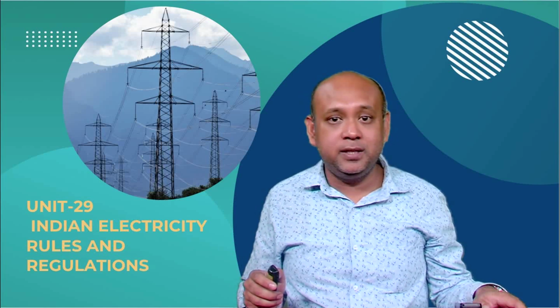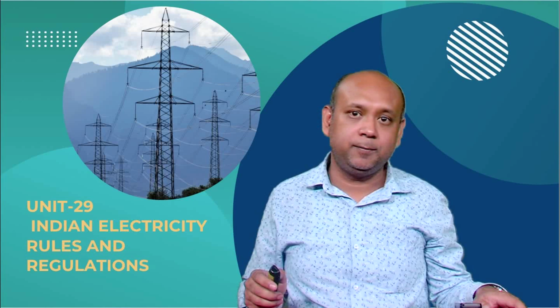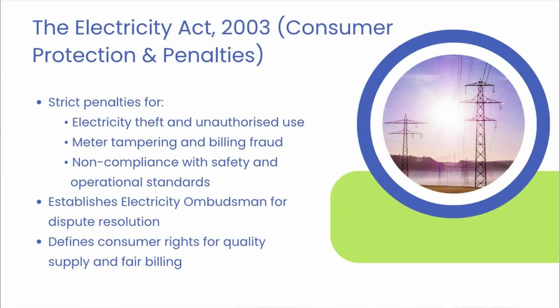Consumer protection is a major focus of the Electricity Act of 2003. It ensures fair practices and strict penalties for violations. Strict penalties are imposed for electricity theft and unauthorized uses, meter tampering and billing fraud, non-compliance with operational and safety standards. Electricity Ombudsman is established to resolve consumer disputes efficiently. Consumer rights are protected, ensuring quality power supply, fair billing, and grievance redressal mechanisms.